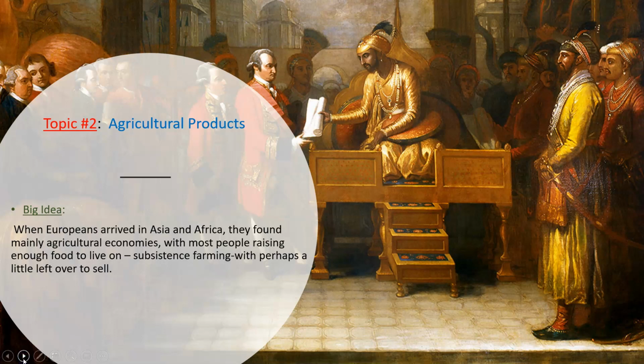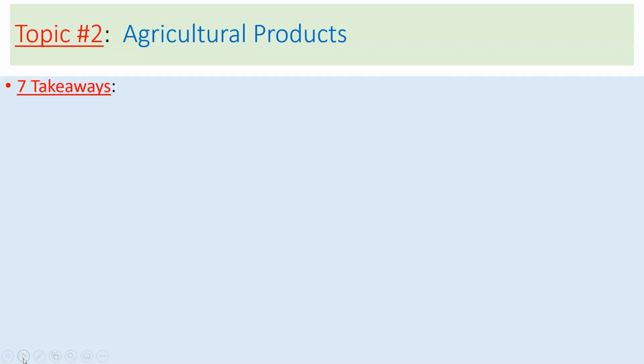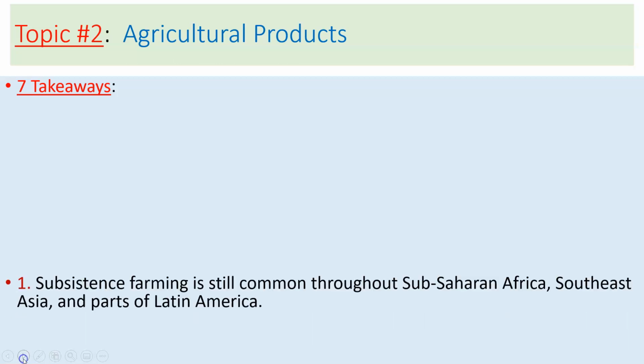Topic number 2, agricultural products. What's the big idea here? When Europeans arrived in Asia and Africa, they found mainly agricultural economies, with most people raising enough food to live on. Subsistence farming with perhaps a little left over to sell. I got 7 takeaways for you on topic number 2, agricultural products.